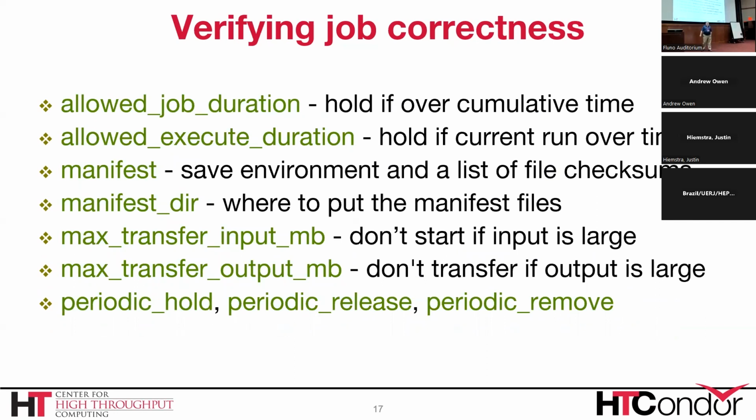Here are some attributes for, generally speaking, what I call job correctness. If you say allow job duration and the job runs longer than that, this is total execution time, so the sum of all the execution attempts, the job will just go on hold. If you say execute duration, then that's the time of a specific execution event. And if it exceeds this amount of time, the job will just go on hold. So this is for situations where your job gets stuck.